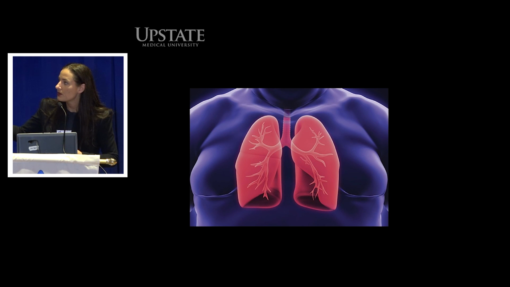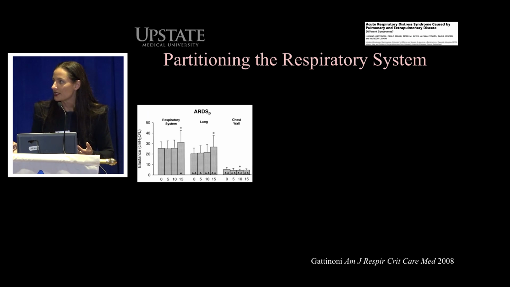If you have a patient like this, we really need to be thinking about how much of our pressures are going towards distending the chest wall, because we need to recruit the chest wall if we're able to also recruit out the lung. So how do we partition the respiratory system? This was another study by Dr. Gattinoni's group. He looked at pulmonary acute respiratory distress syndrome, and he looked at how the elastance was partitioned. In patients with primary pulmonary ARDS, the respiratory system elastance was high, the lung elastance was high, the chest wall elastance was relatively low.